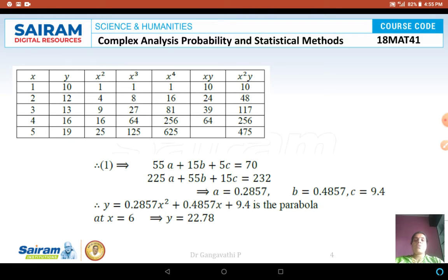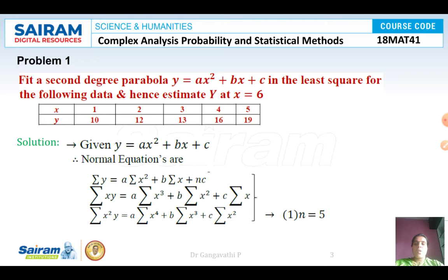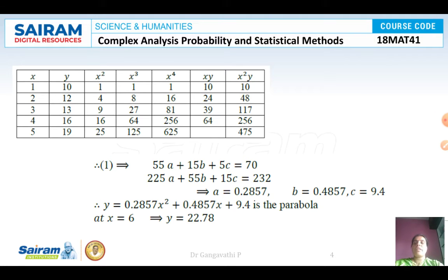Then x square y values. x square is already there. Multiply that with y and then enter the values here. Now we have got the required values. So, sum of all the values of x and y. So here we have to have the sum of all the values of x.